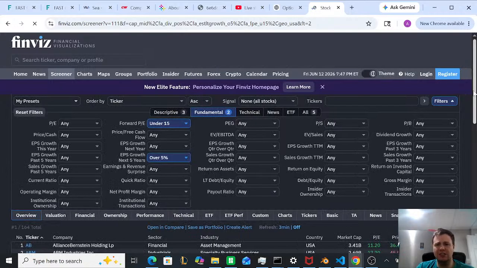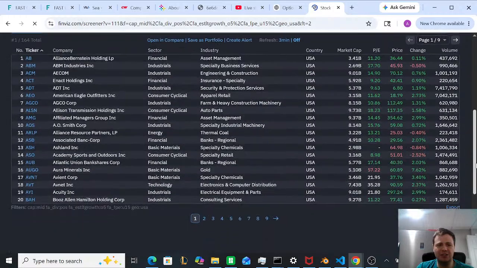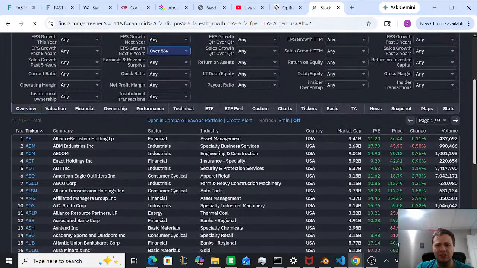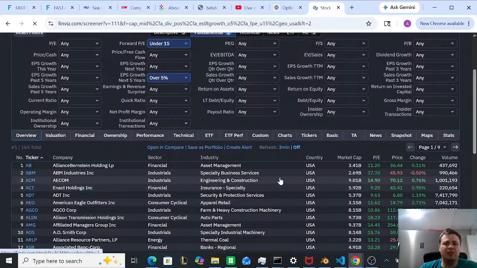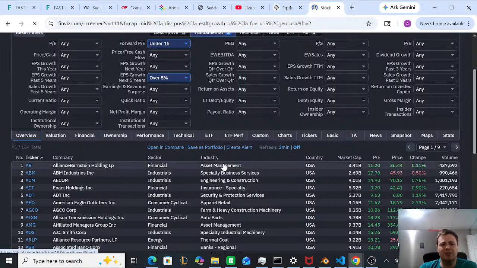So we actually got 9 pages of companies here, 164 total. When I'm looking at these, I generally don't want to pick asset management. I don't like to look at REITs. I don't want to look at anything along those lines, just because they don't really trade.